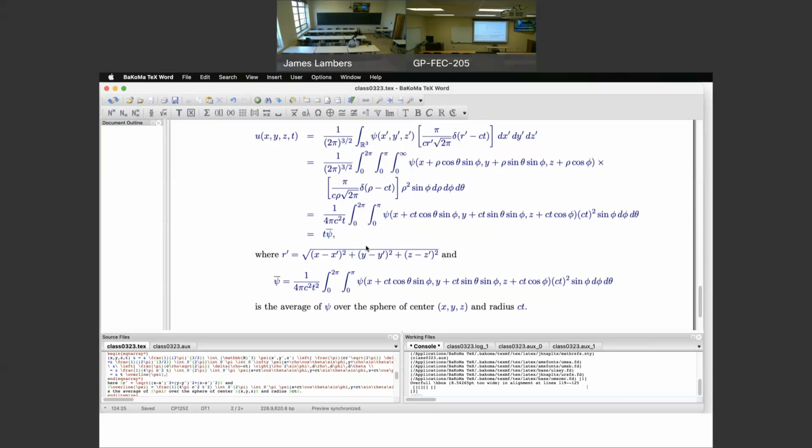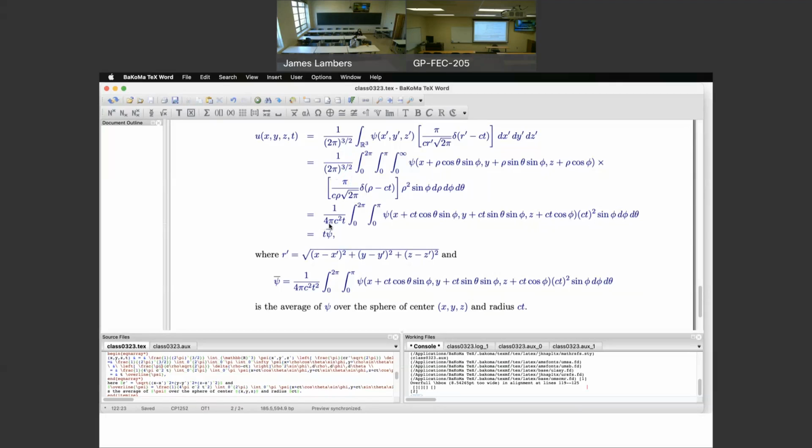Yes? How did you get the 4 pi c squared times t as a denominator? Okay. So, from this point, I have 2 pi to the 3/2 and 2 pi to the 1/2, so that gives me 2 pi quantity squared. Okay, so then I have 4 pi squared at this point, but then I have this pi here. So that's where the 1 over 4 pi comes from.